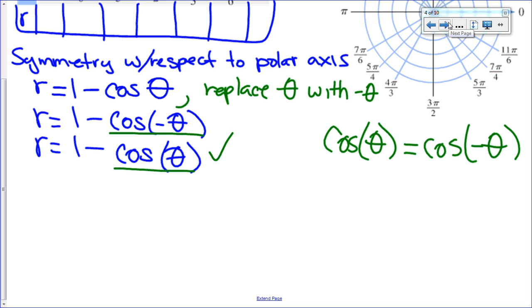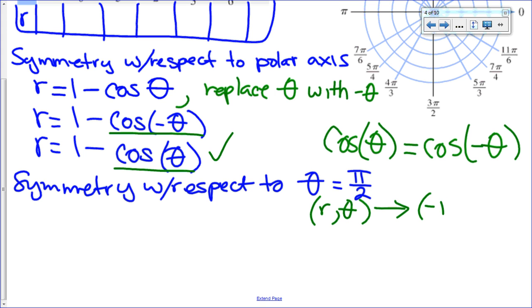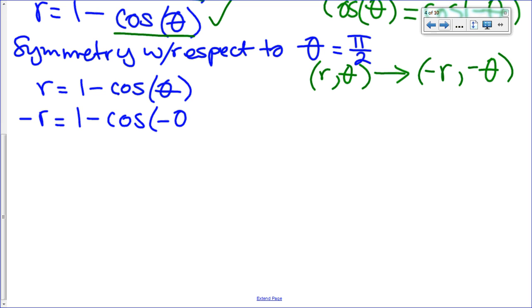Now let's go ahead and check for symmetry with respect to the line theta equals pi over 2. And so in this case, we're going to replace r and theta with negative r and negative theta. And so the equation is r equals 1 minus cosine of theta. So if I replace that, it will be negative r and negative theta.